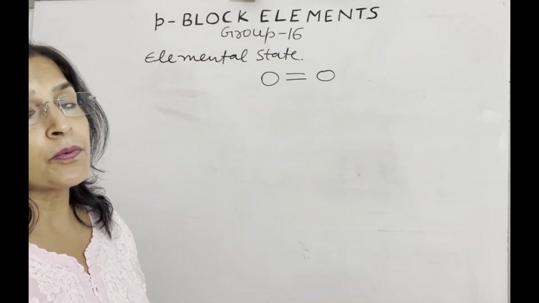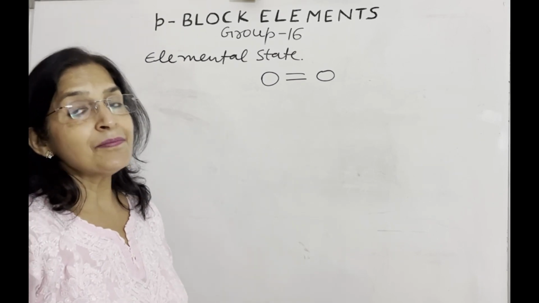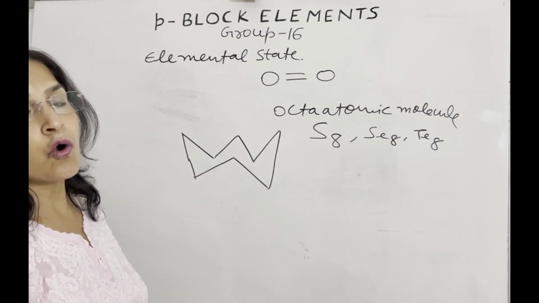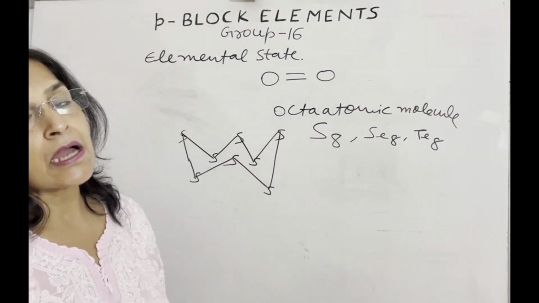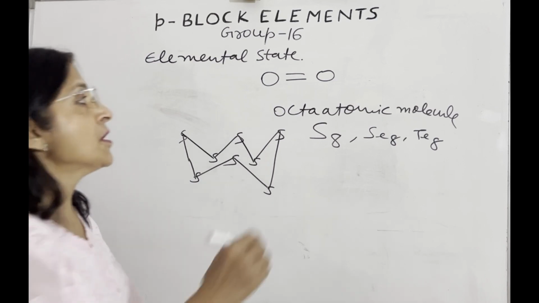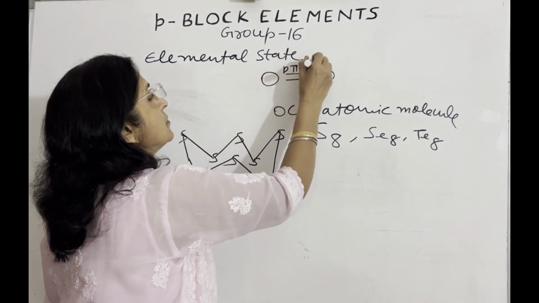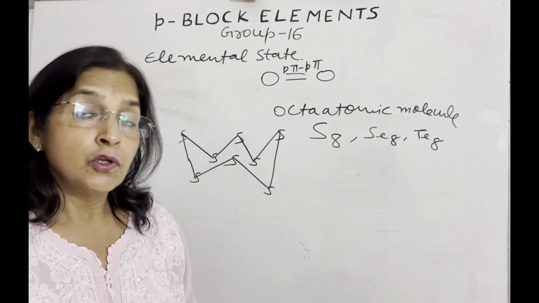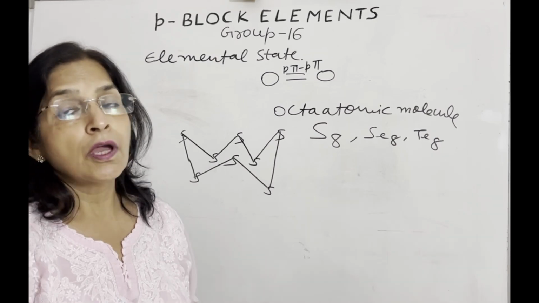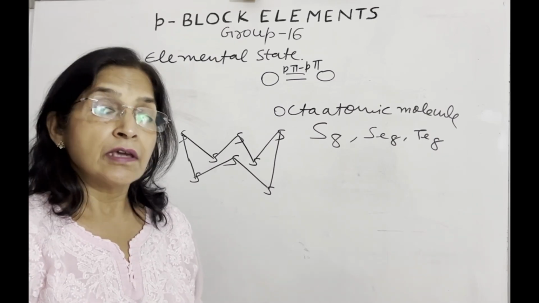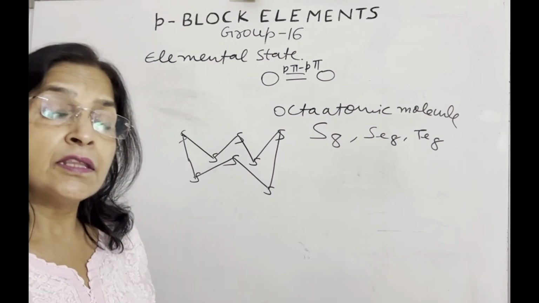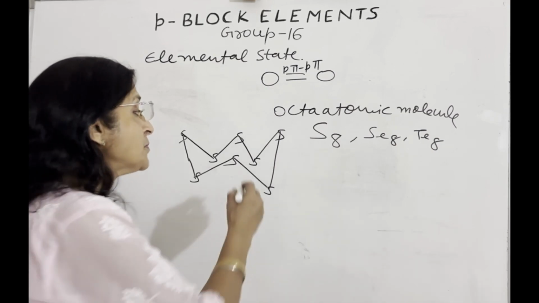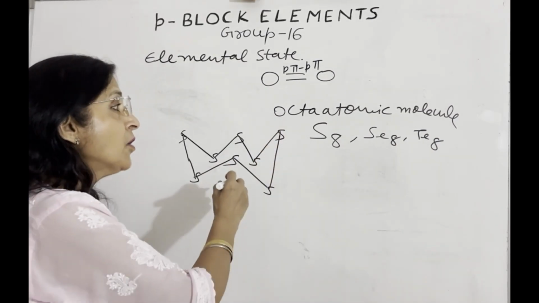Now elemental state. Oxygen exists as a diatomic molecule at room temperature, but other elements exist as octaatomic molecules, S8, like this. This is an octaatomic molecule. Because of the small size and high electronegativity, oxygen forms p-pi double bond. The intermolecular forces between O2 molecules are very weak due to the small size of the O2 molecule, and therefore oxygen exists as a gaseous diatomic molecule. And in the rest of the elements, because of the large size, they can't form p-pi bond. They form single covalent bonds and exist as octaatomic molecules.